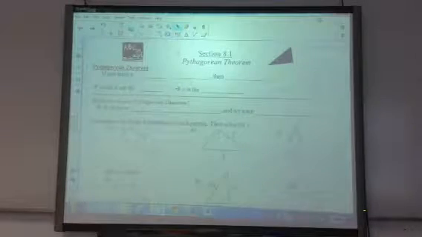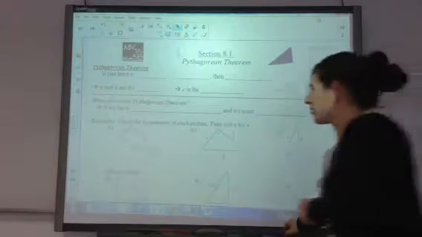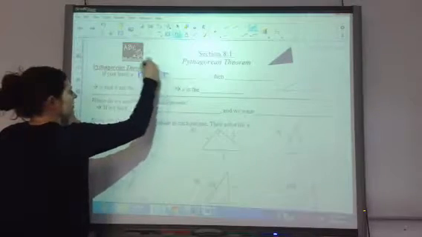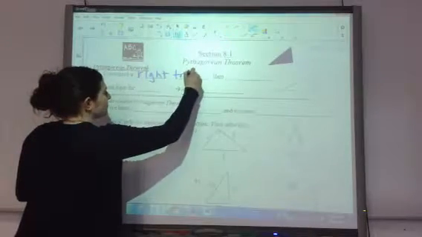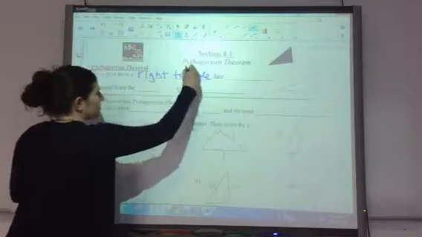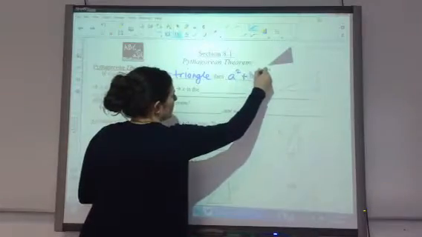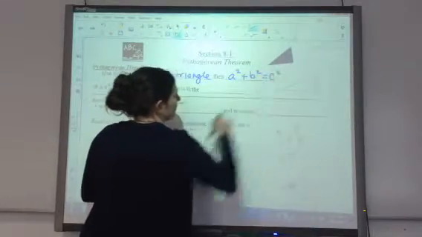Okay, so today we're going to do Pythagorean Theorem. This first section you should have notes that look like this. Most of us already know that for the Pythagorean Theorem you have to have a right triangle. And again, most of us know that it's a squared plus b squared equals c squared.